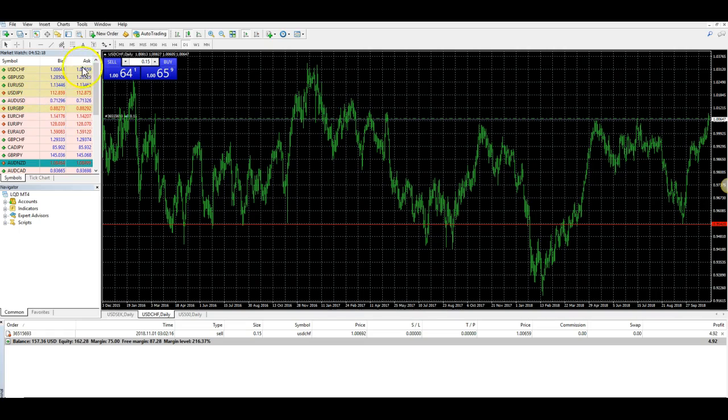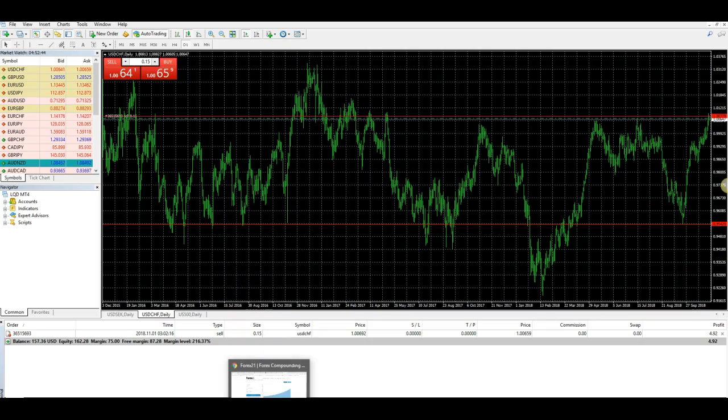So where's the resistance line? Well, the resistance line is actually exactly about where the market is sitting right now. So I got in at a good price. If I'm making $1.50 per pip and a 10 pip move, I'll make $15.